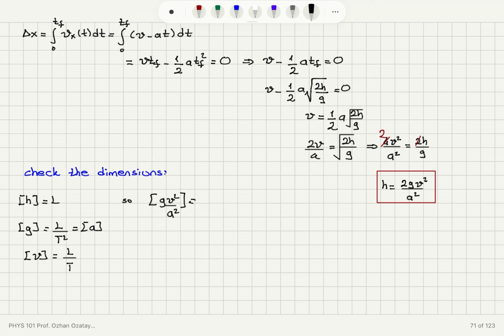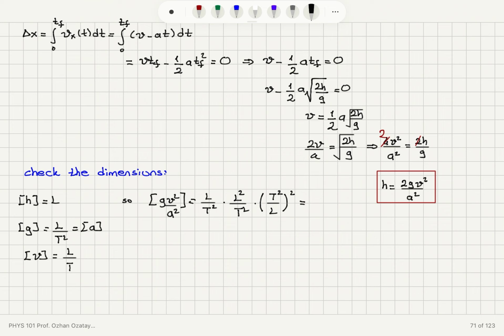this is basically the dimension of g, which is L divided by t squared, the dimension of v squared, which is L squared divided by t squared, and then I have the dimension of 1 over a squared. a has the dimension L over t squared, so 1 over a will have t squared over L, so we will have t squared over L squared. And what is the end result?